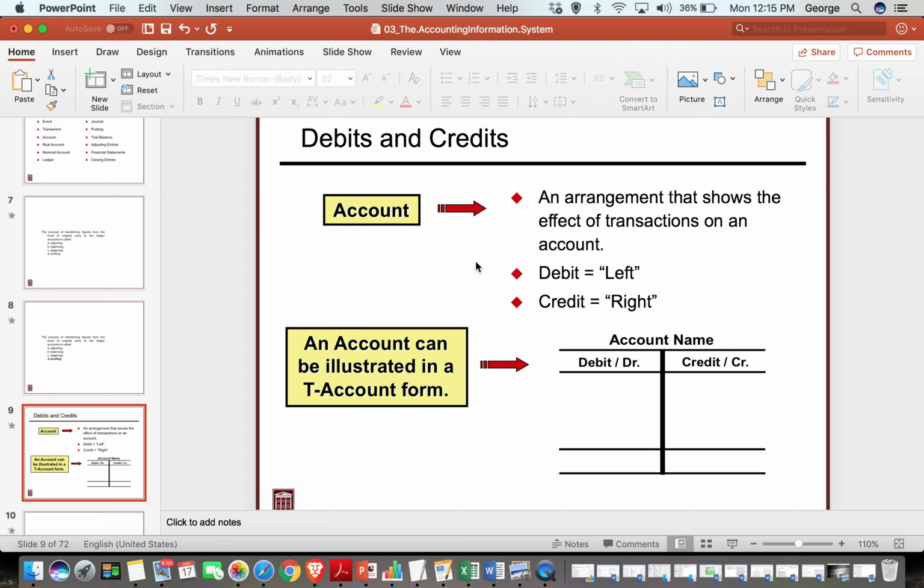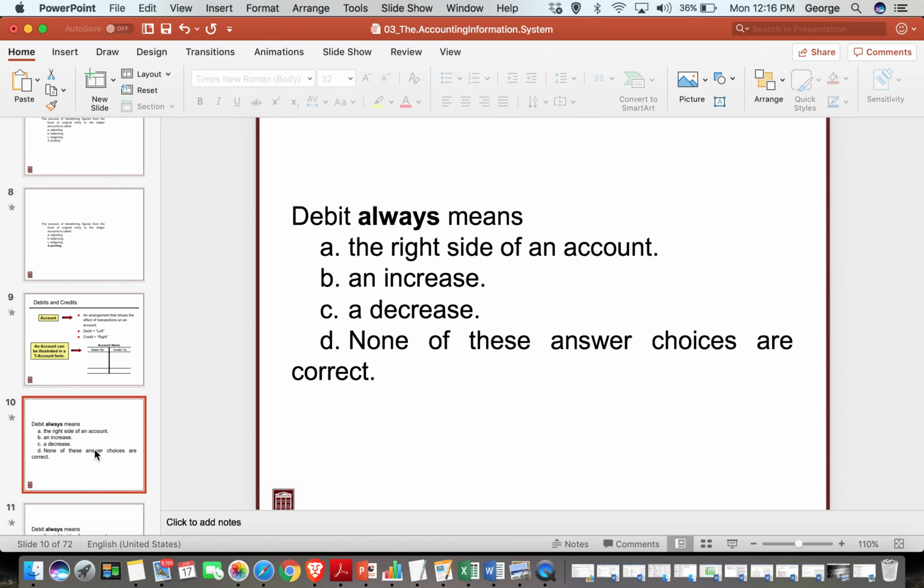All right, so debit just means left side, credit just means right side, but they can mean increases and decreases depending on the balance of that account. So a cash account with a debit balance will be increased by debits and decreased by credits. This is a T account form, so this is basically showing the general ledger. You can imagine that's cash, that we'd have a debit balance in that account. So debit always means the left side of an account.